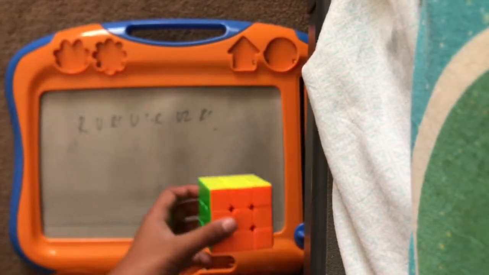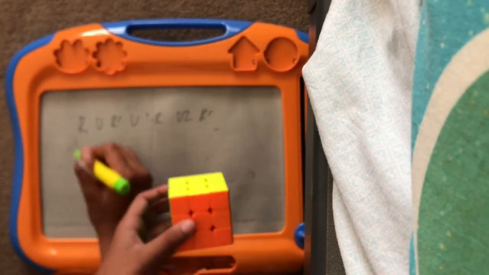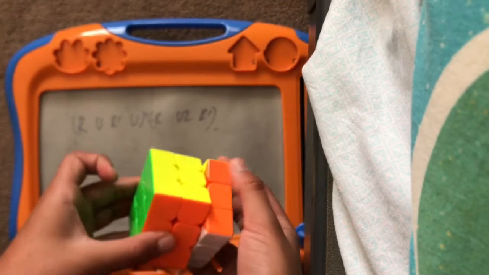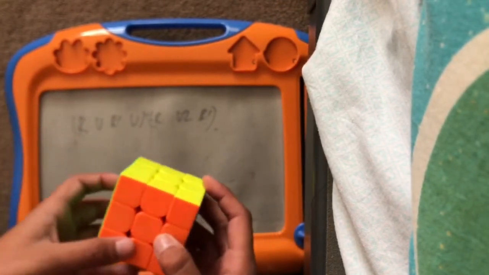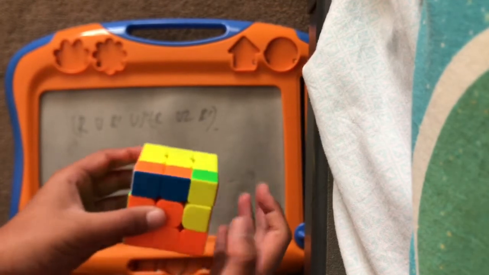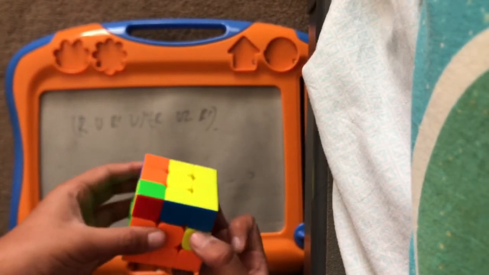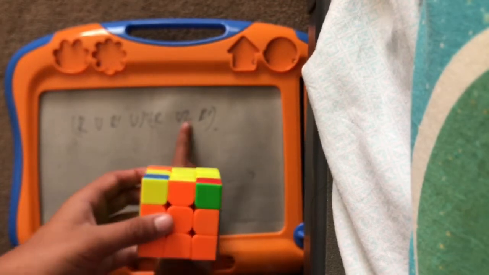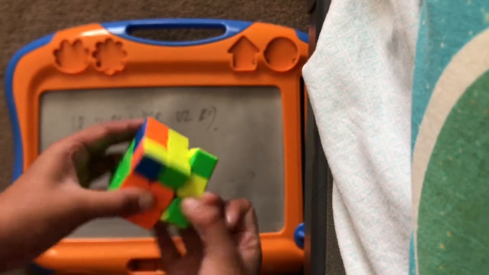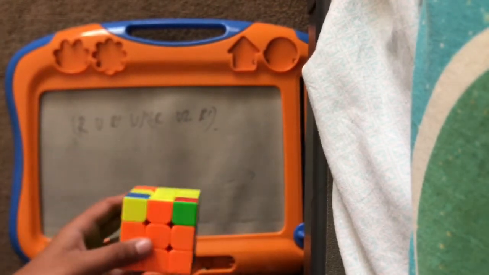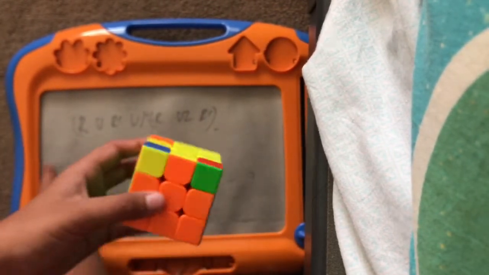For this Sune algorithm, I memorized it like this. It's like a sexy move, but you do the first 3 moves as normal, but instead of doing U', you do U. Then you do U again. That's a very common trigger you see as well. And anti-Sune is basically just the opposite of that.